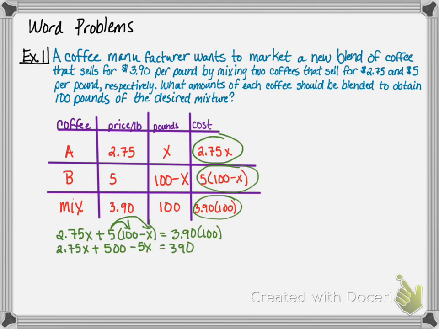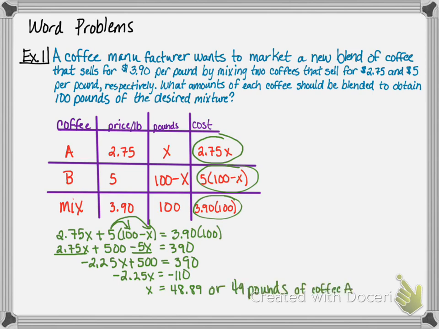Okay, let's combine our like terms on the left-hand side. Combining our X's, we get negative 2.25X plus 500 equals 390. Move the 500 to the right-hand side. So negative 2.25X equals negative 110. Divide both sides by negative 2.25. And X is about 48.89. It's 48.8 repeating, I believe. But here we'll round it just to make it easy and say 49 pounds of coffee A.